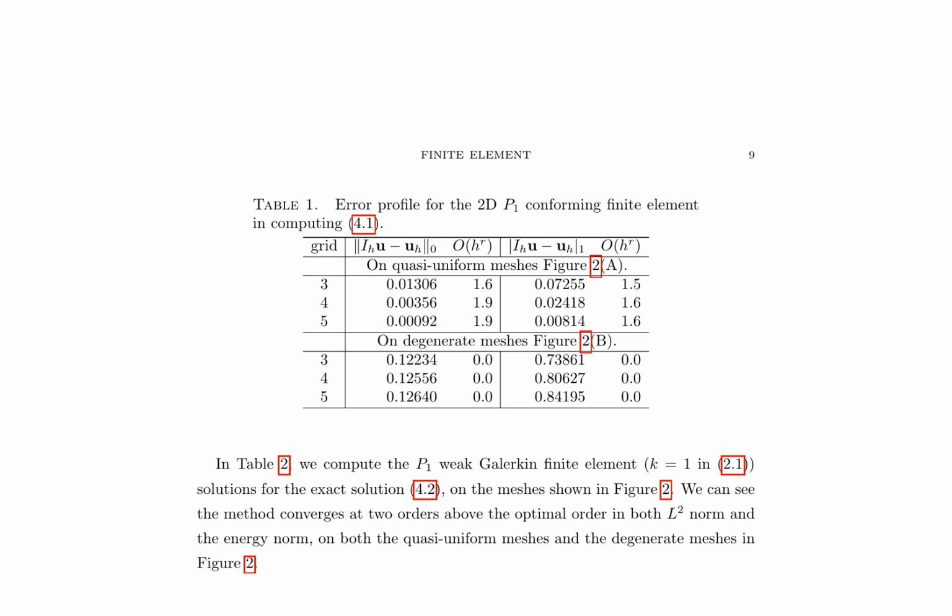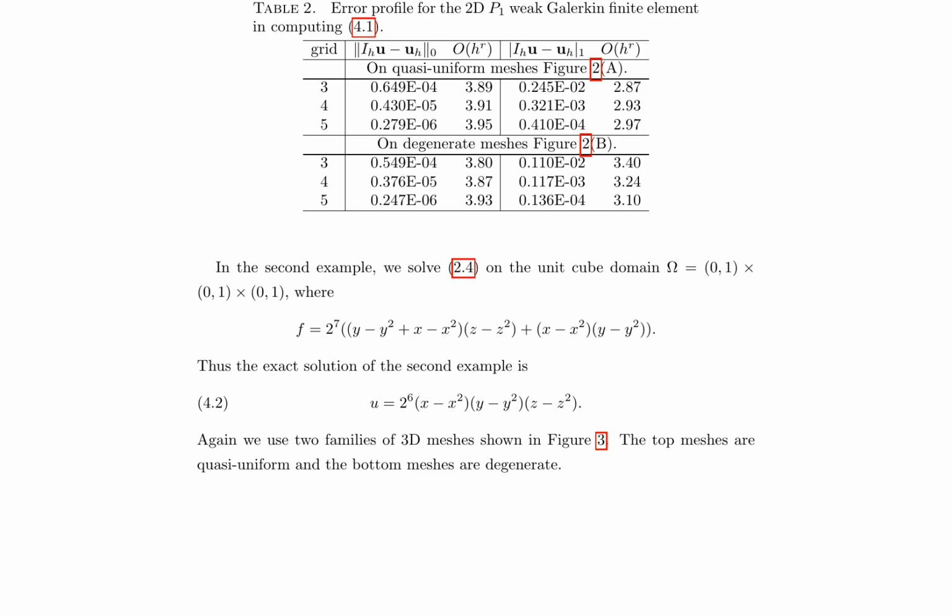The results, presented in Table 2, demonstrate a convergence rate of approximately 3.8 to 3.9 in the L2 norm and 2.8 to 2.9 in the energy norm, again consistent across both quasi-uniform and degenerate meshes. Notably, this convergence rate is 2 orders above the optimal order.